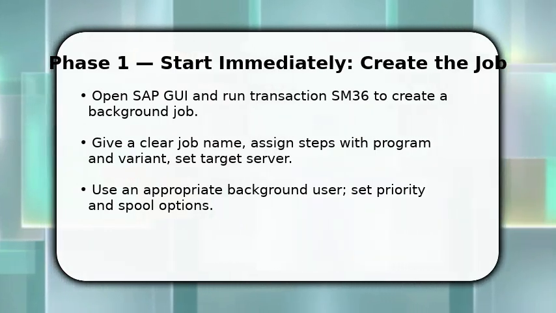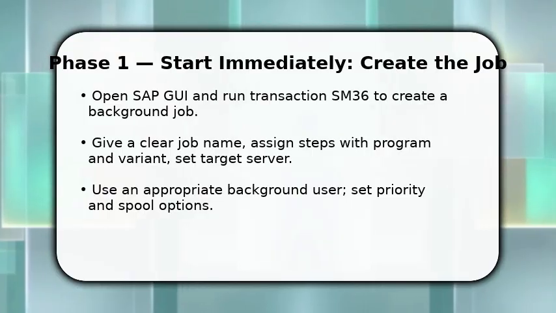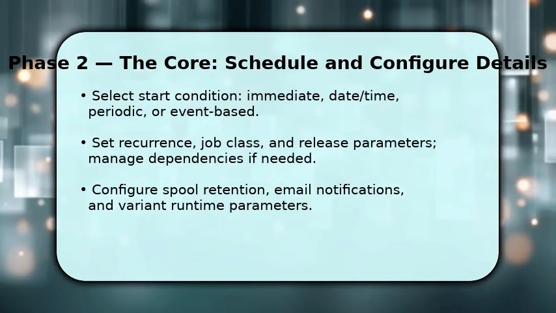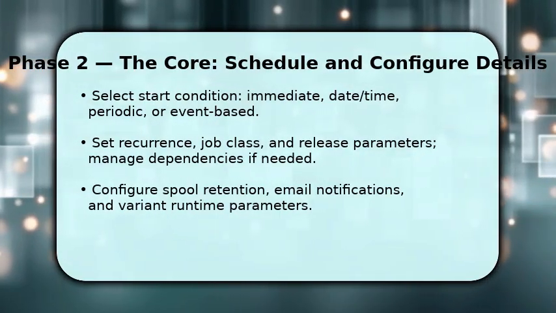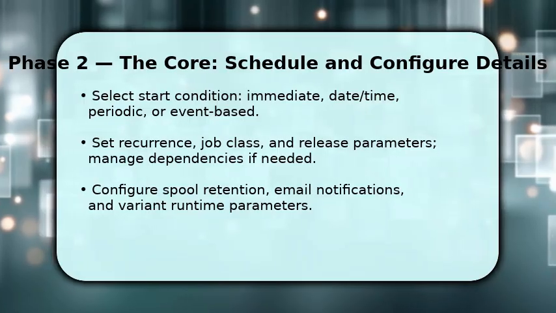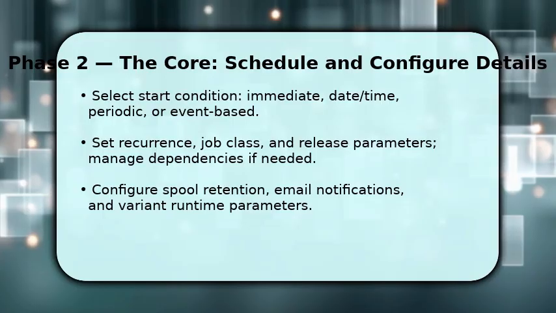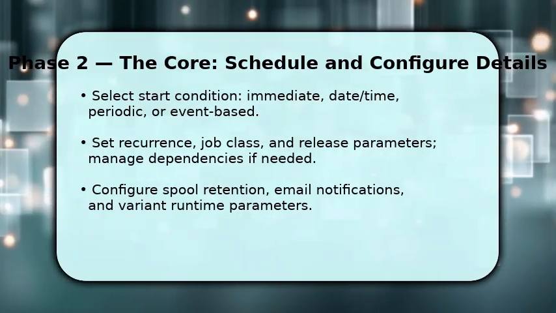Once the job skeleton exists, configure the start condition and why it matters. Immediate for one-off runs, date/time for planned windows, periodic for repeats, or event-based to tie into process triggers. Make sure to set recurrence rules and job class so system load is predictable.